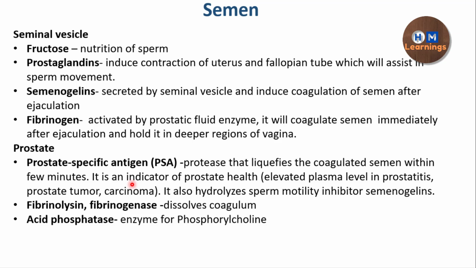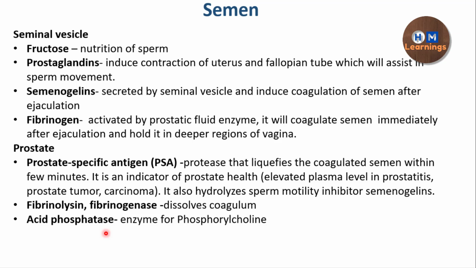And prostate specific antigen, very important, is an indicator of the prostate health. Sometimes elevated levels of the PSA in the plasma can be an indication of prostatitis, prostate tumor, or carcinoma. Also, the prostate specific antigen can hydrolyze the sperm motility inhibitor, which is seminogelin. What happens when the semen coagulates after the ejaculation? It is going to hold the sperms together, so the motility is very less. When it liquefies, the motility increases. So it hydrolyzes the seminogelin so that the motility could be increased.